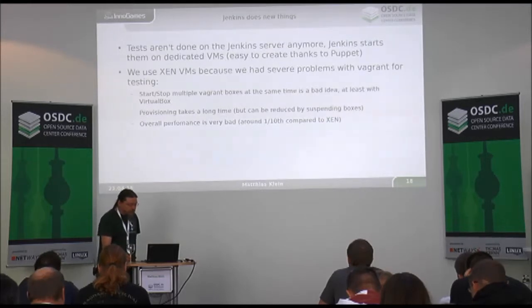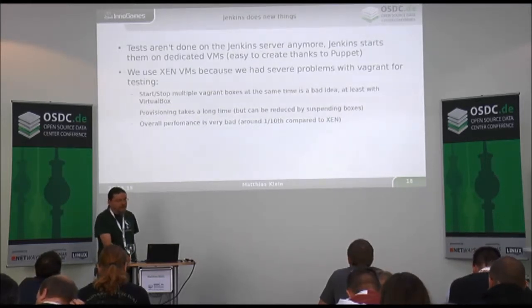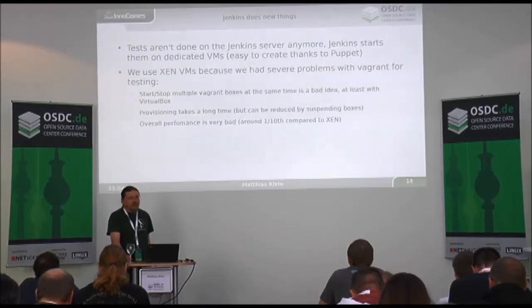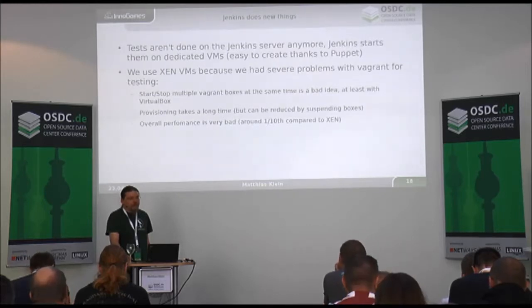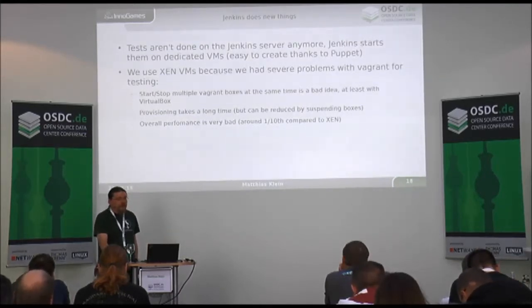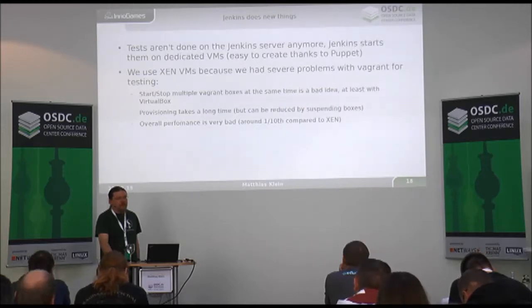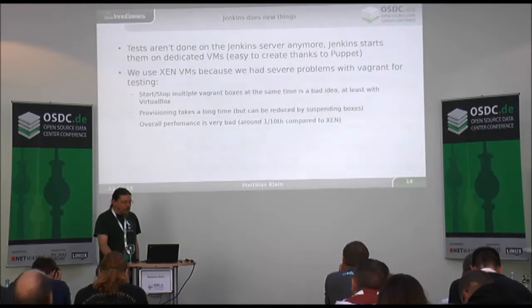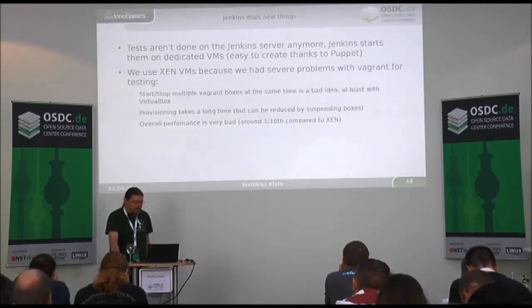We use Xen VMs because I tested it with Vagrant on a hardware machine, and as long as you have one project in Jenkins, everything is fine. Or you want to start only one machine. But if you start multiple different instances of Vagrant machines, you run into problems, most probably because of VirtualBox, which we used in this case. So, there's a workaround to start the machines one after the other by implementing log files into Jenkins, which simply manage when a machine may start or stop. But it's a very, very ugly way.